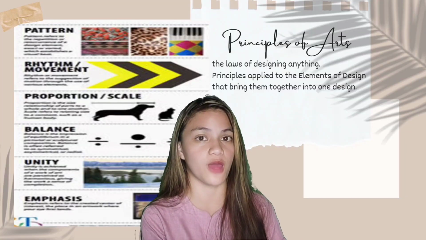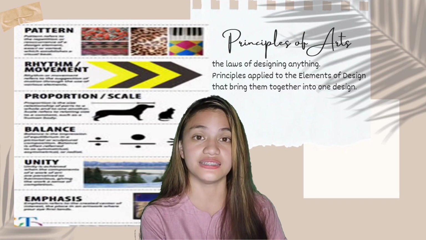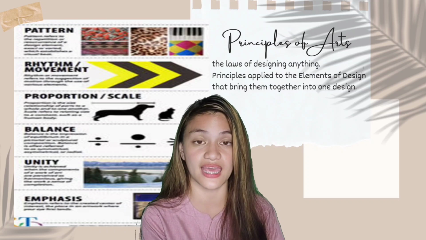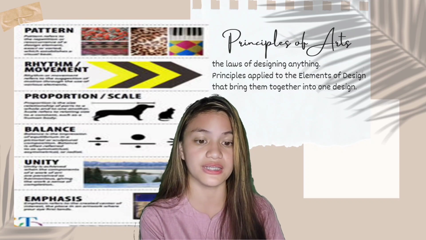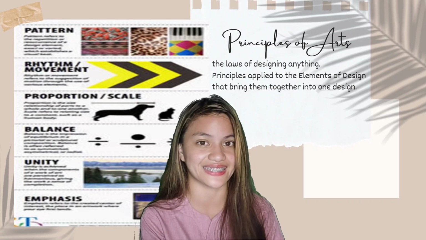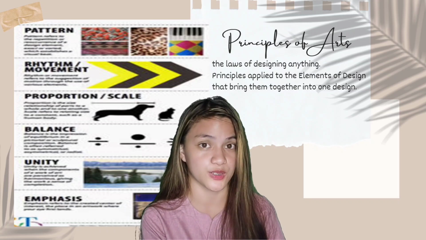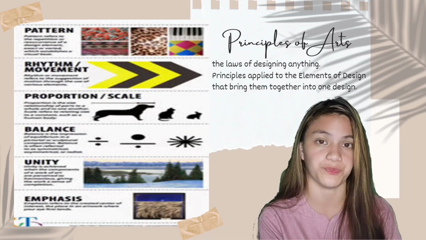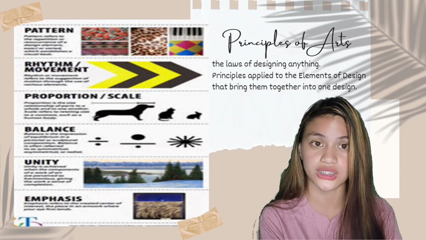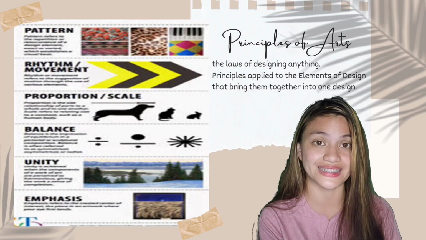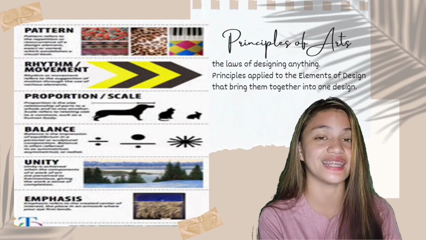On the other hand, when we say principles of art, these are the laws of designing anything. Principles apply to the elements of design that bring them together into one design. These are the principles of arts: pattern, rhythm or movement, proportion or scale, balance, unity, and emphasis.